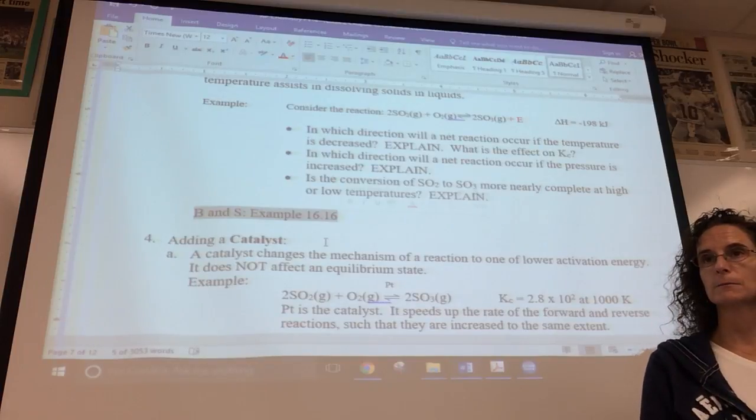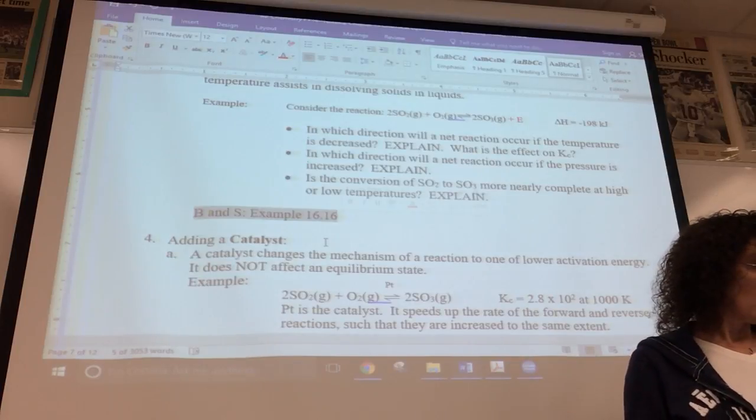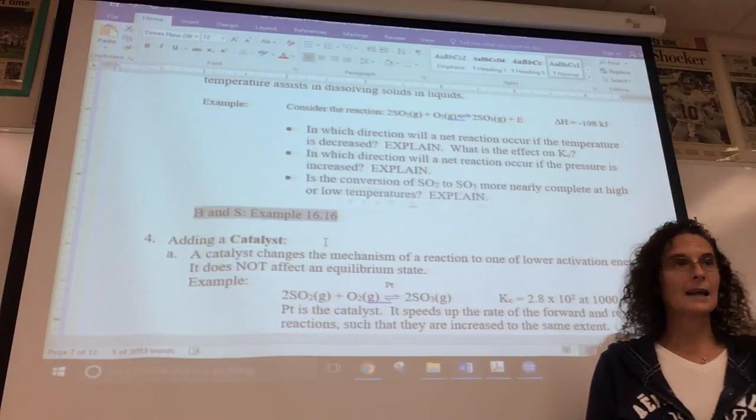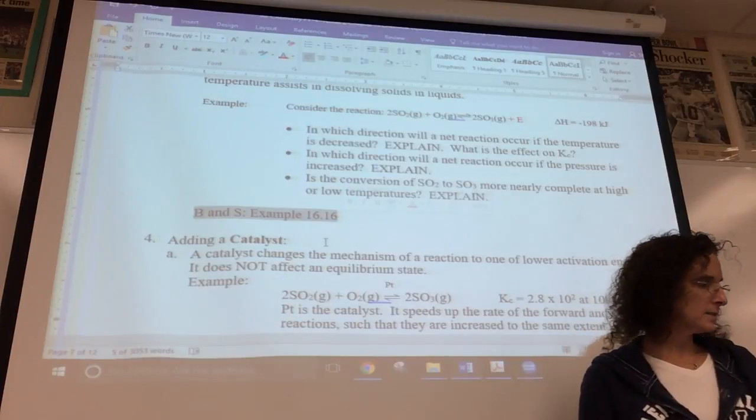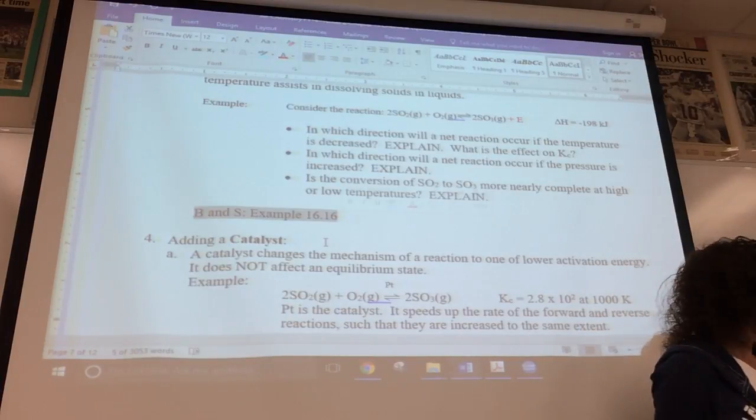You had a question. If it's endothermic, is the heat going to be on the left side of the screen? Yes. All right. This other question I'd like to take a look at. This is in an old textbook.